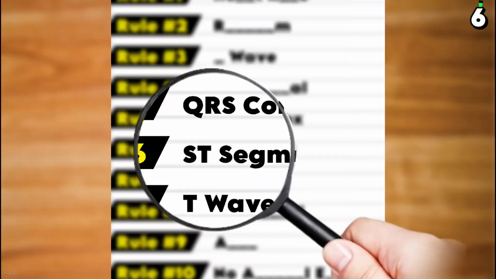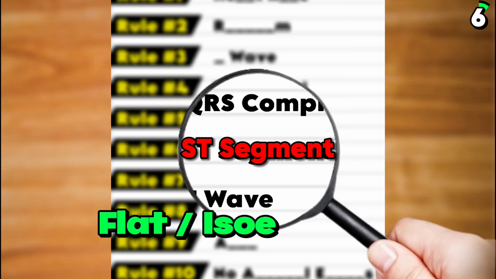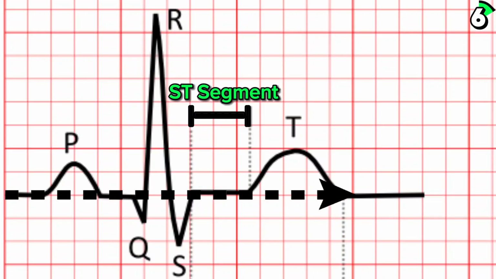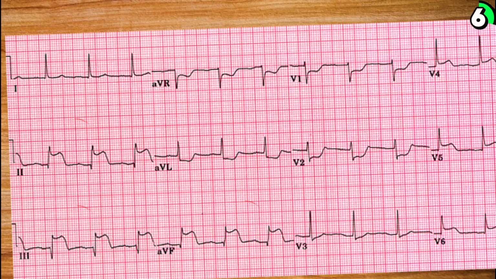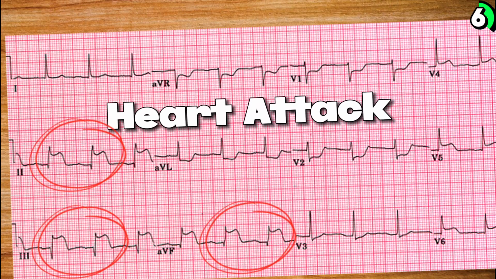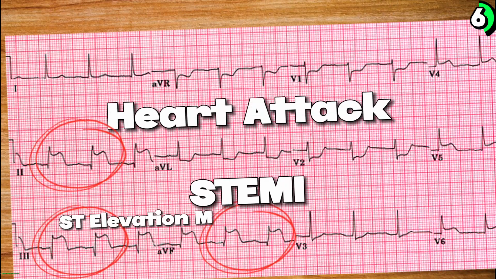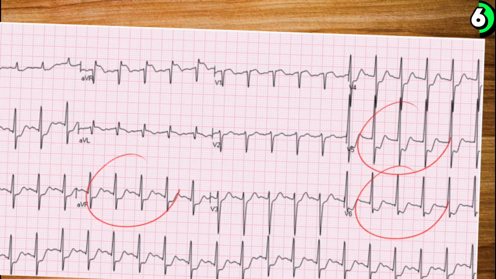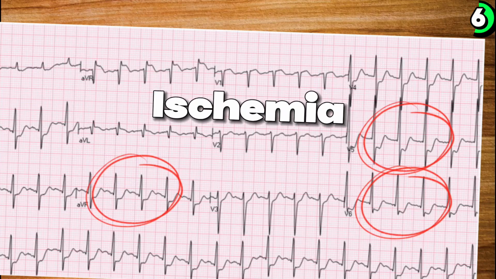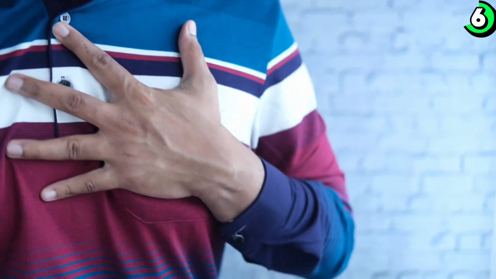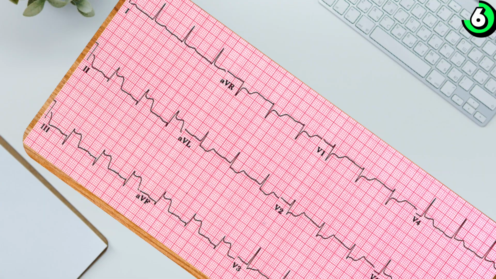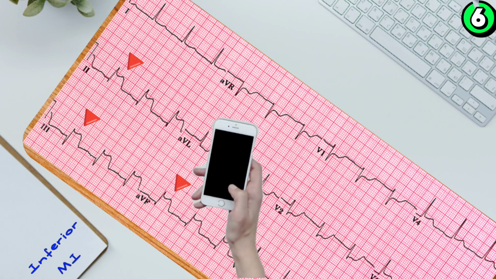Rule number 6. ST segment. Flat or isoelectric. The ST segment should be flat. If it's not, you need to act fast. ST elevation equals heart attack. STEMI. ST elevation myocardial infarction. ST depression equals ischemia or electrolyte imbalance. A real case, a 45-year-old man with chest pain, shows ST elevation in leads 2, 3, and aVF. That's an inferior MI. Call cardiology immediately.